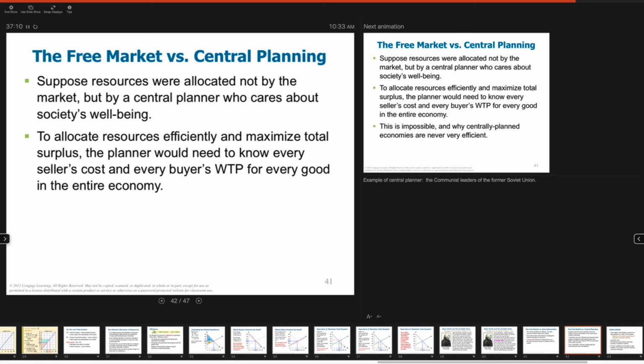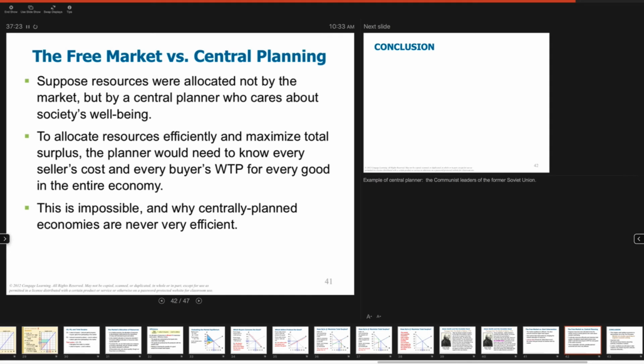In order to allocate things efficiently and maximize surplus, the planner would need to know every seller's cost and every buyer's willingness to pay. And is that possible or practical? No. So that's why centrally planned economies aren't ever very efficient.